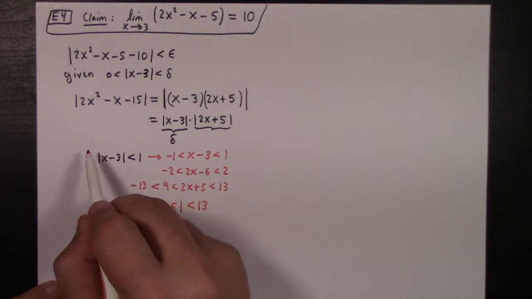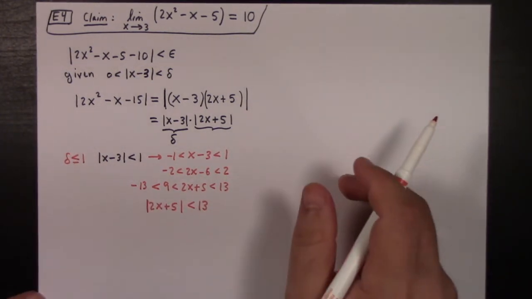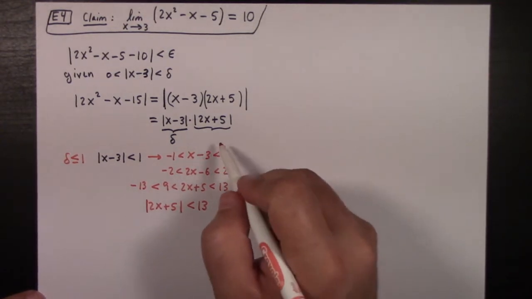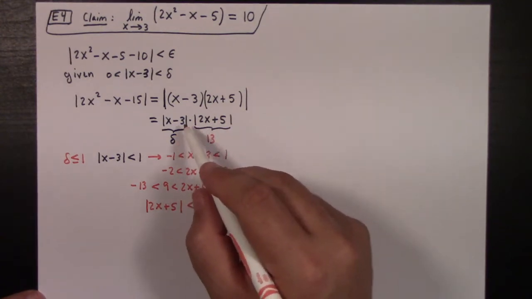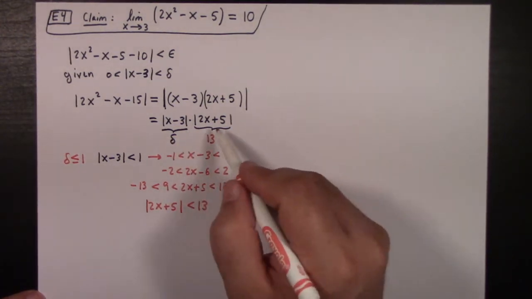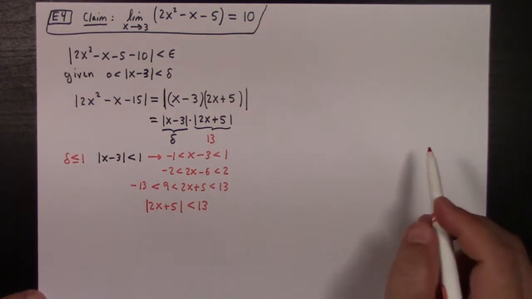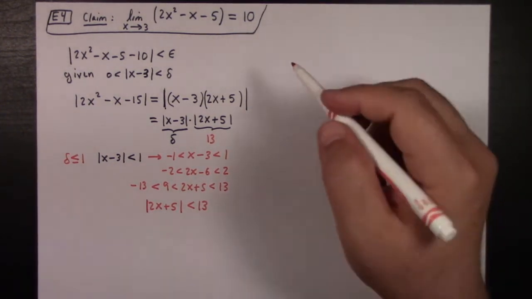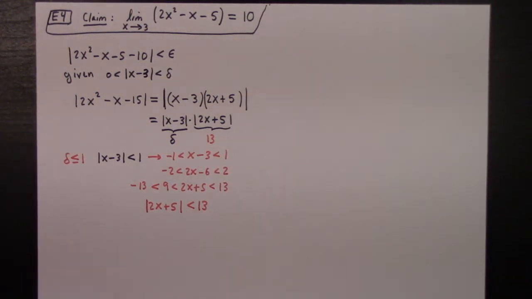Provided I have what? I do need that delta is less than or equal to 1. So if I have delta less than or equal to 1, then I can make this less than 13. So I also want delta to be what? I want delta to be less than epsilon over 13, right? Okay, so now I have done enough that I can put the proof together. I'll show you how now. Alright, so here we go.